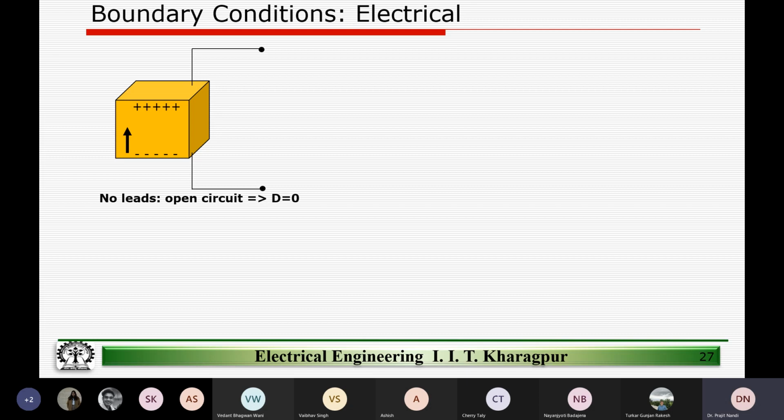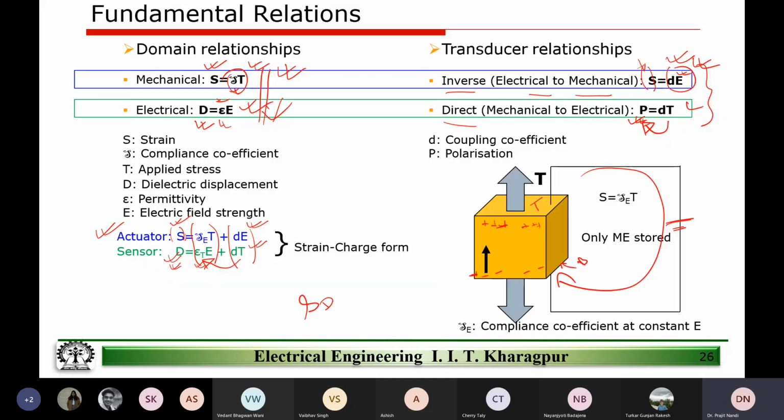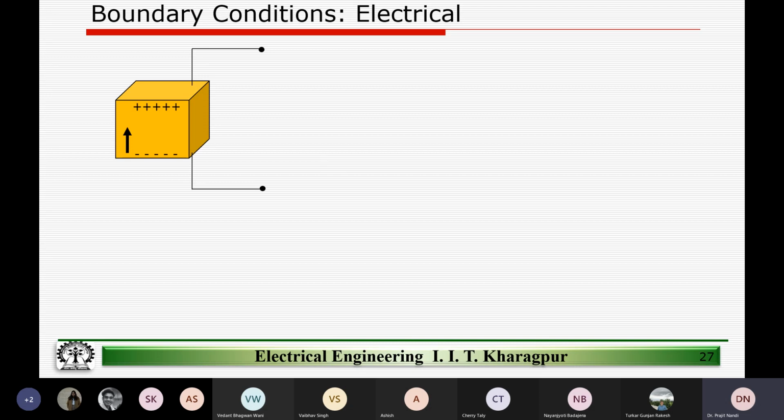Why D is equal to 0? The reason is, D is what? D is the displacement, right? The electrical displacement or dielectric displacement. What we mean by displacement is the amount of charge that we are displacing into or out of the faces, out of these two plates, the top plate and the bottom plate. Now, because there is nothing connected, we are not displacing any charge, right? So this can be one electrical condition.